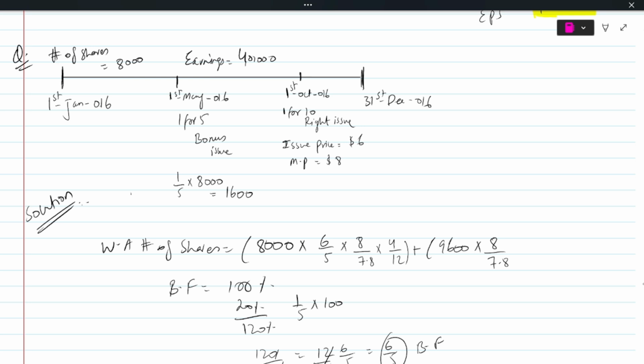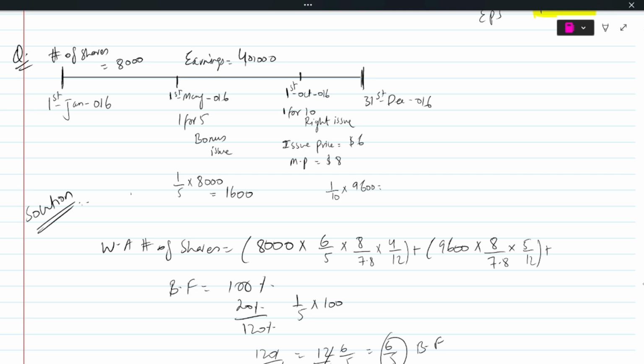So again, nothing difficult. Same thing, right? So 8 over 7.8 into what's the number of months from 1st May to 1st October? From 1st May to 1st October are clearly 5 months, right? Plus, now from 1 for 10 right issue, how many shares did we get? So 1 over 10 into what were the number of shares? 9,600, right?